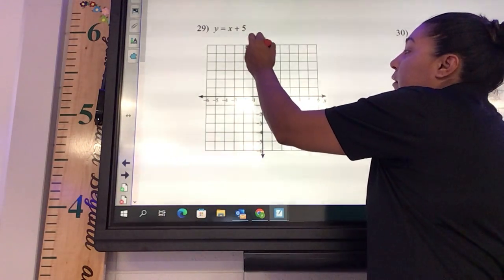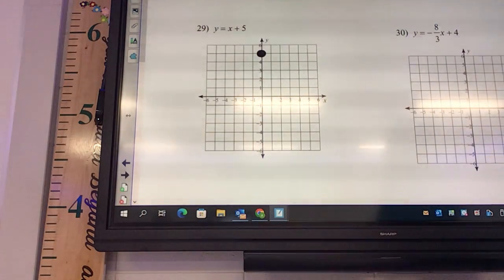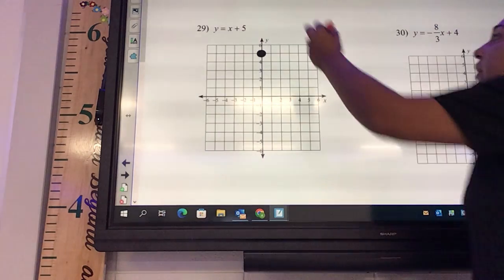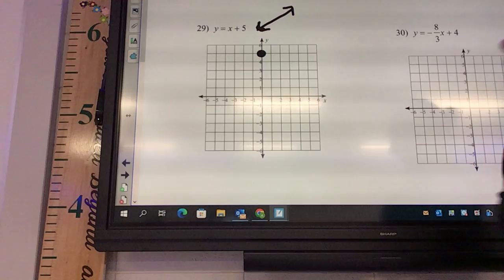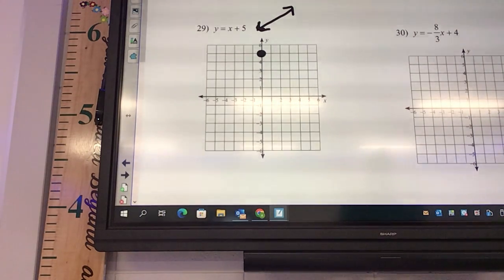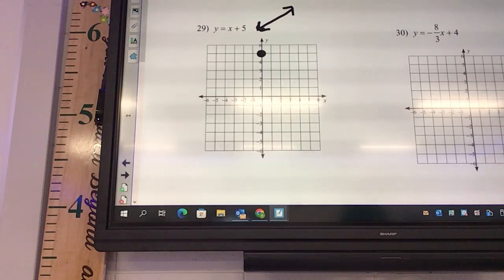I have been doing them wrong. Should this be a positive or negative line? Positive. Should be a positive line, means my line should be going this way. Okay, what is my slope? 1. If there's no number in front of the x, it's a 1. So you're going to go up 1 and over 1.